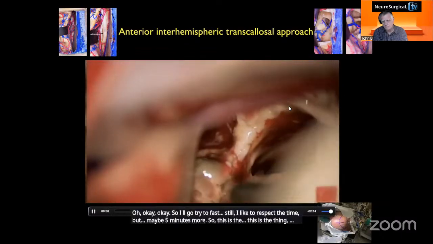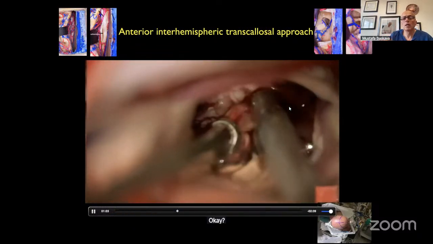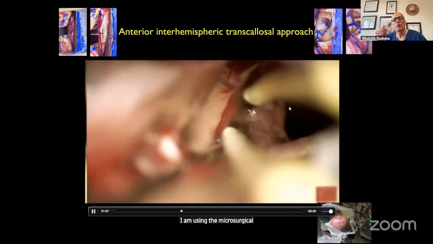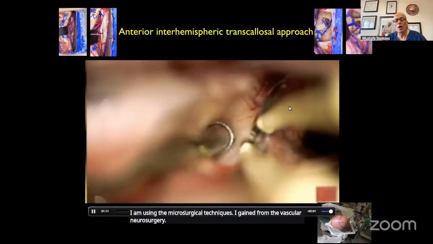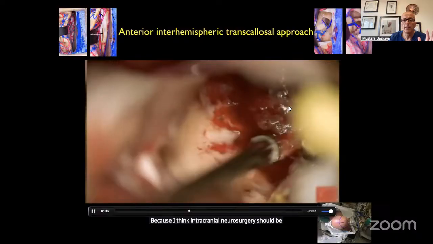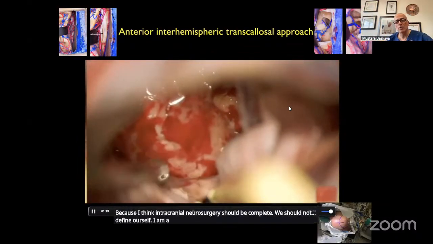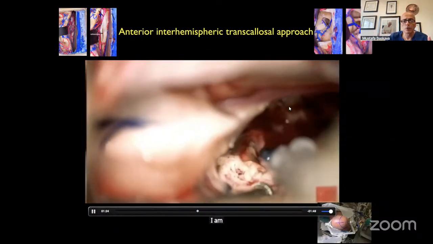Okay, see this. I'm using anatomy to get there. I am using the microsurgical techniques I gained from vascular neurosurgery because I think intracranial neurosurgery should be complete. We should not define ourselves: I am a skull base surgeon, I am a cerebrovascular surgeon, I am a glioma surgeon. I am a microneurosurgeon. Okay.